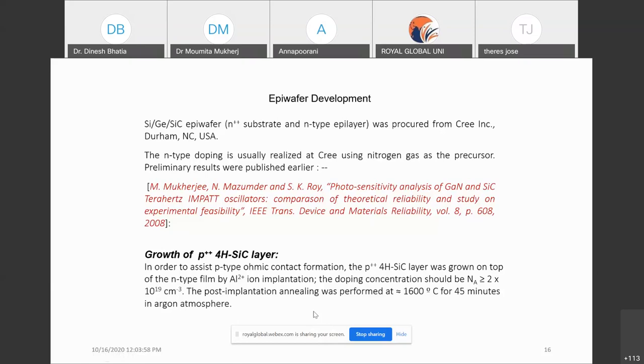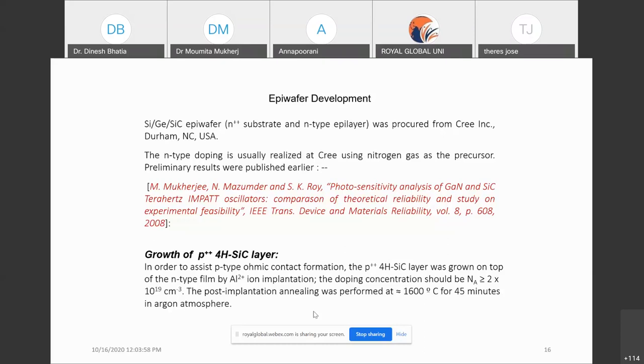started the process with the N++ substrate, and then N-type doping was done, and this was already published in a reputed journal earlier, the mechanism of how the growth process was carried out. And after that, the growth of the P++ layer, because I have already shown you the diagram: the N++ substrate, above it an N layer, then a P layer, and then the cap layer, which is called the P++ layer.